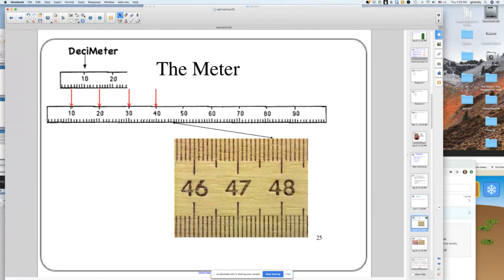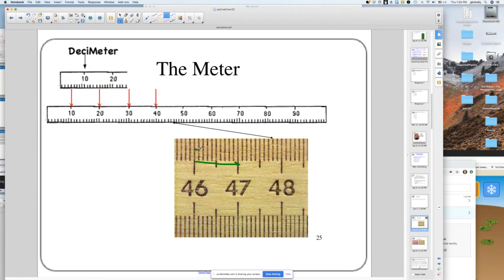So this is 1 decimeter, 2 decimeters, 3, 4, 5, 6, 7, 8, 9, 10. 10 decimeters. And you can use a decimeter, though those are rarely used. But if you take a decimeter, let's say the distance between here and here, and you divide that up into 10 equal parts, which is done here, you get something that looks like this. You have 10 equal parts over here between 46 and 47.